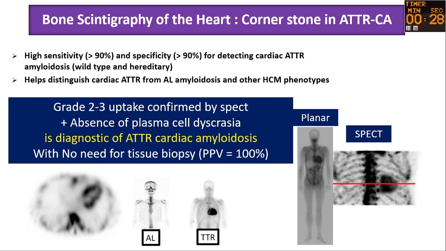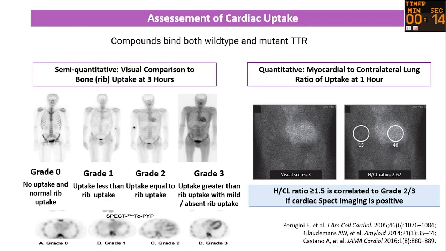Grade 2 and 3 uptake confirmed by SPECT imaging, and if you are able to rule out plasma cell dyscrasia, is diagnostic of ATTR, and we don't need to do any cardiac biopsy for this patient. In other words, it has a 100% positive predictive value. But I want you to remember, you have to have the planar imaging.